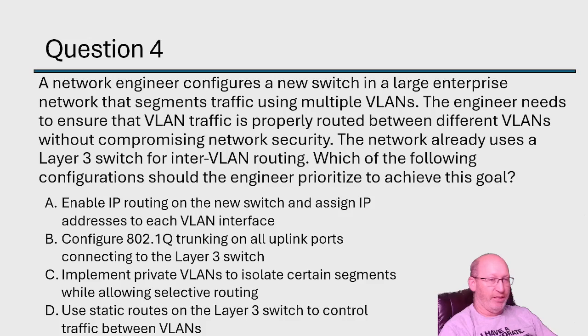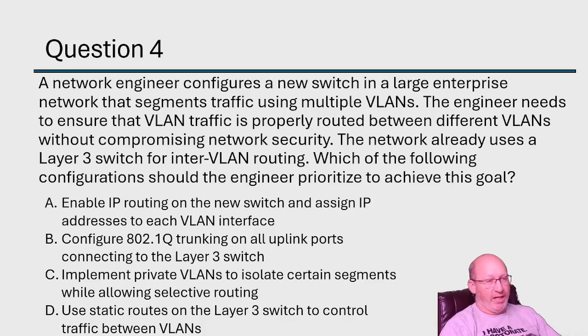I think the first thing we need to identify is what goal are we referring to, right? And I think that it's got it right here. The engineer needs to ensure the VLAN traffic is properly routed between different VLANs without compromising network security. That's the goal. The rest of this is all fluff. So what is the goal? Once we've identified the goal, let's answer the question, right?